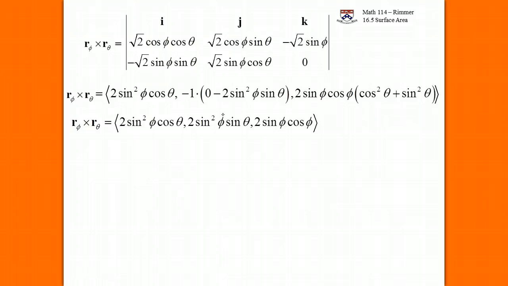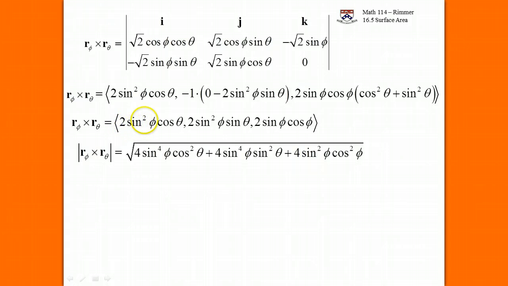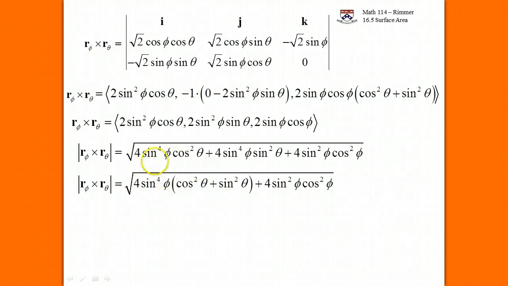Great. What are we to do with this? We're to find its magnitude. The magnitude of the cross product is found by taking the square root of squaring each component. So you square the i component, you get 4 sine to the 4th cosine squared, 4 sine to the 4th sine squared, 4 sine squared cosine squared is what you end up with. And you end up with these 4 sine to the 4th can come out of these first two terms and leave it with sine squared plus cosine squared. So that's just going to be a 1.